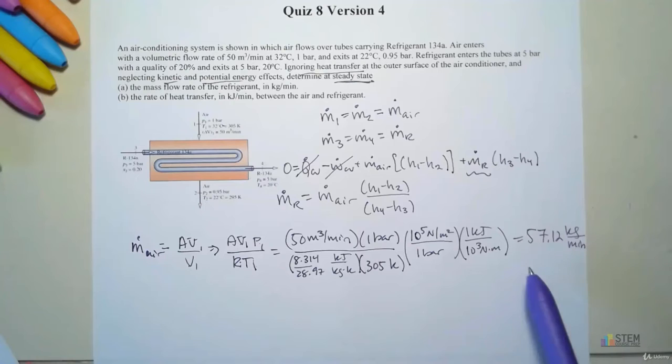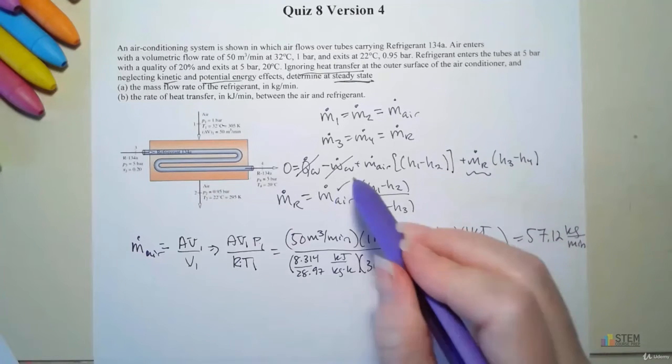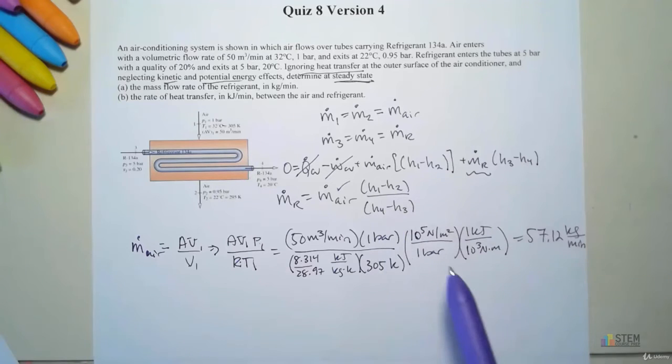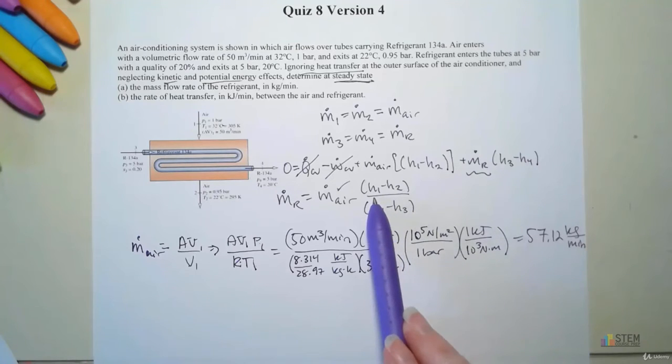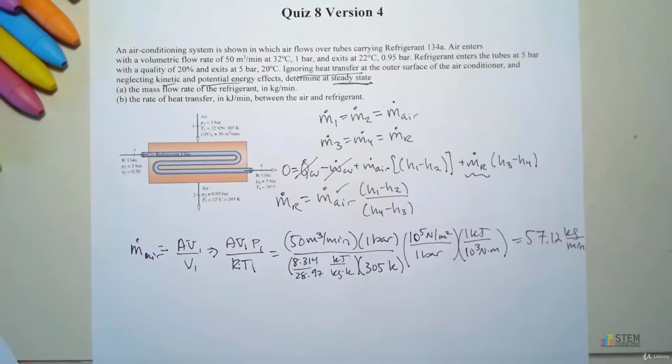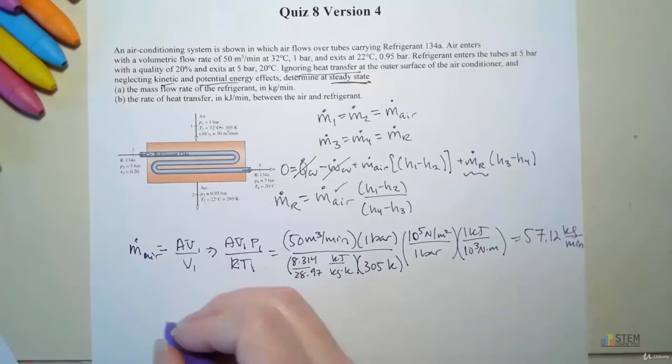Now that we've got that, that takes care of this. Now we're left with these enthalpy values. Now H1 and H2, you're given temperatures. You can find those values in the table. You're going to go to the ideal gas table.